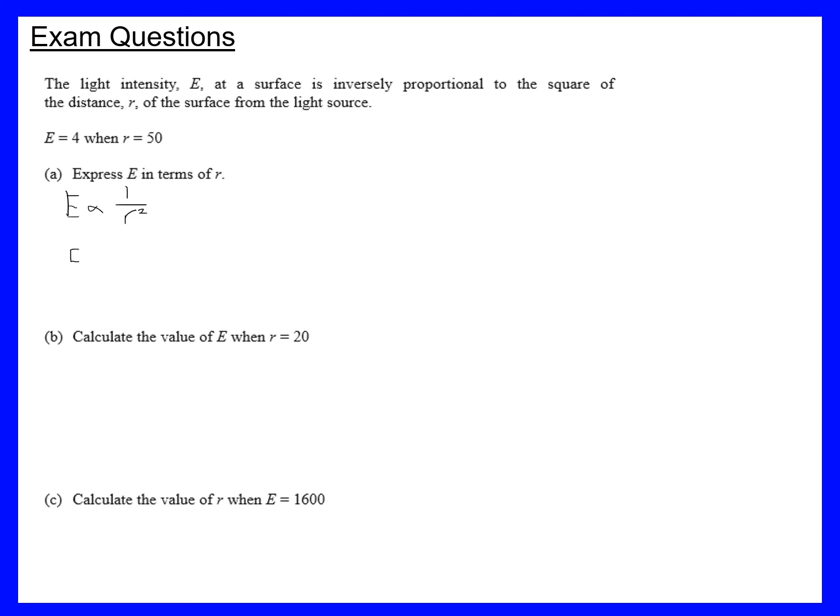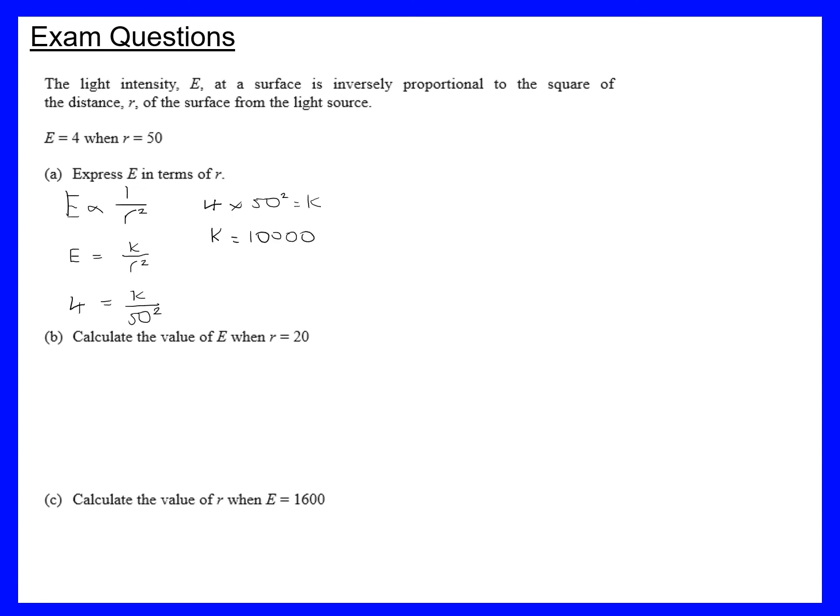So we're going to change that into an equation. We're swapping the proportional sign for k over r squared. Substitute in our values: 4, which was E, is equal to k over 50 squared. Rearrange our formula. We're going to multiply both sides by 50 squared. So 4 times 50 squared is going to equal k. And 50 squared was 2,500. If we multiply that together, we get k is equal to 10,000.